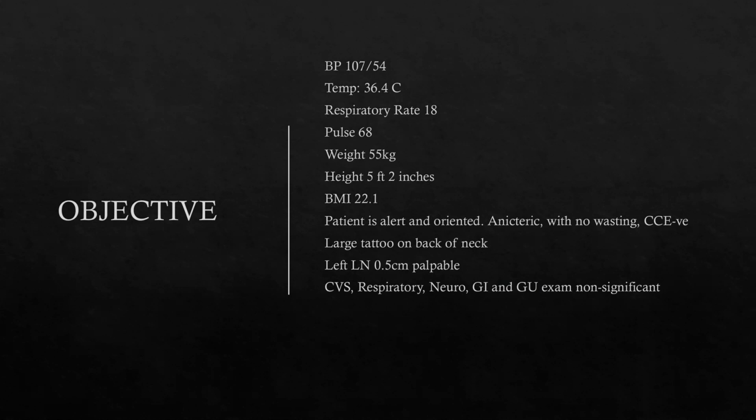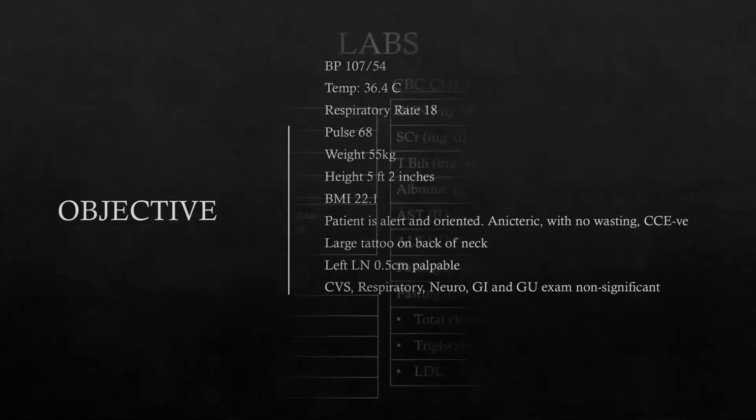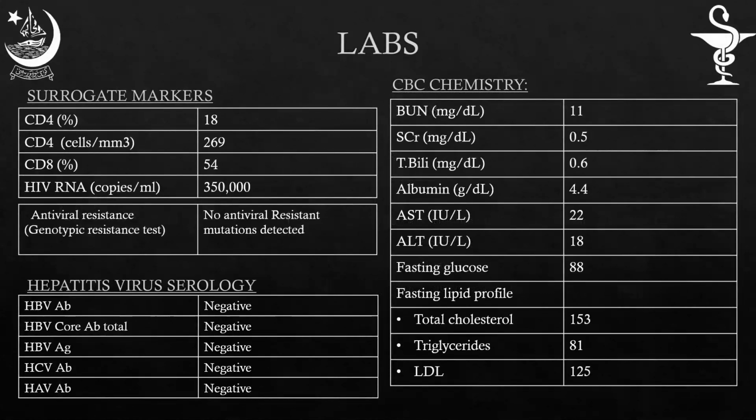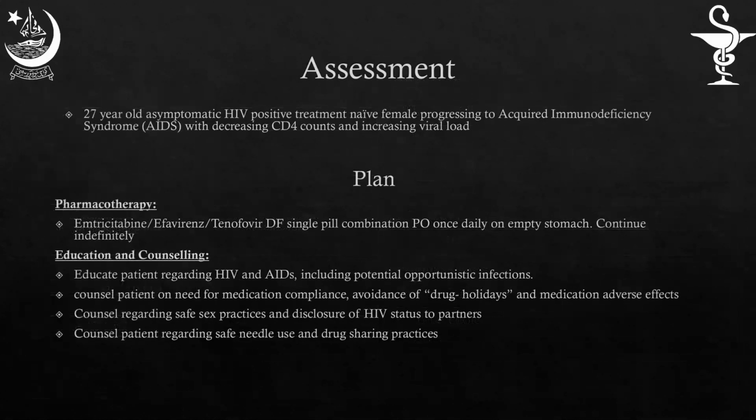Patient is alert and oriented, anicteric with no wasting. She has a large tattoo on the back of her neck. Her left LN is 0.5 centimeter palpable. Cardiovascular, respiratory, neuro, GI, and GU exams are non-significant. These are her labs. We'll be coming back to these soon. Assessment: 27-year-old asymptomatic HIV positive treatment naive female progressing to acquired immunodeficiency syndrome with decreasing CD4 counts and increasing viral load.